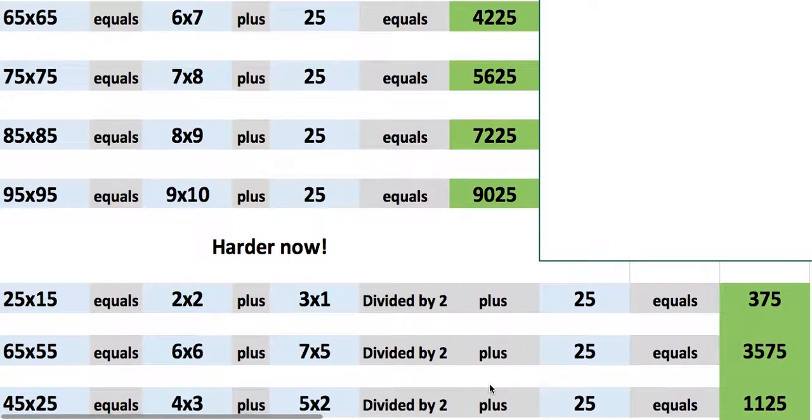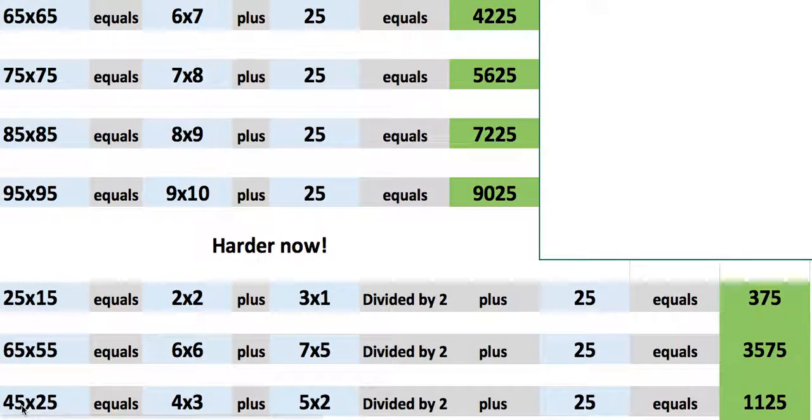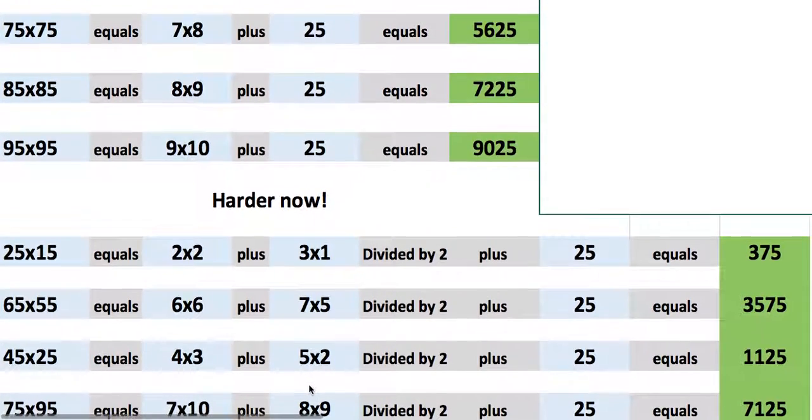We'll do another one. 45 times 25. We go up 1 here, 4 times 3. Go up 1 here, 5 times 2. So 12 plus 10 is 22. Divided by 2 is 11. Add the 25. 1125.